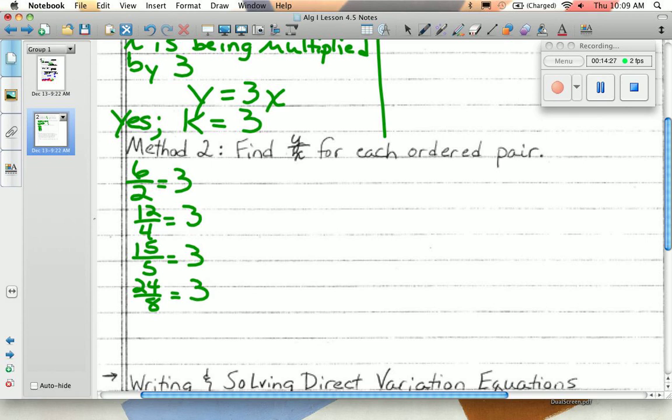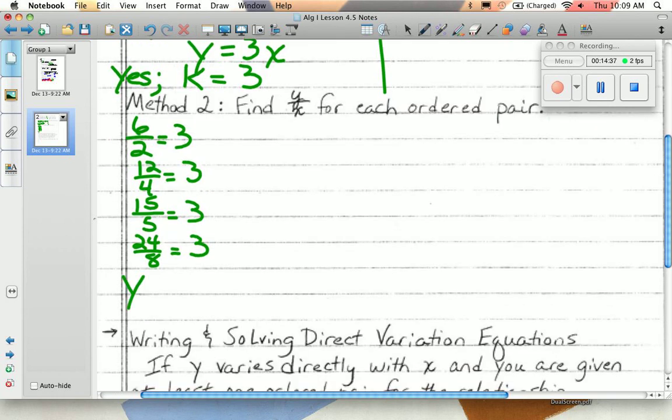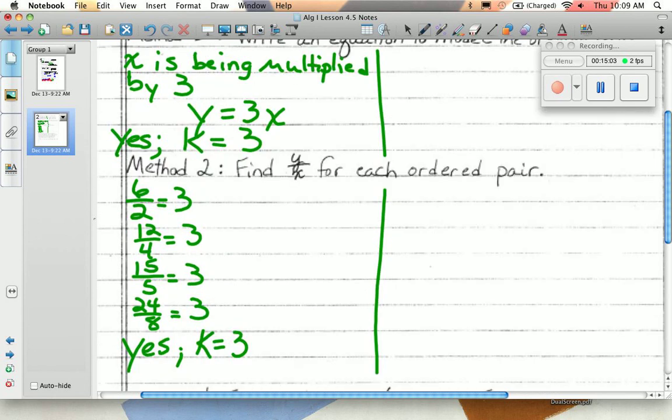So if when you set up all the y over x relationships, you get the same constant, you are actually finding the constant of variation. So if you use this method, you can say yes, because I got 3 every time, so the constant of variation must be 3. Y over x, just like in slope, the y is upstairs, the x is downstairs. Any questions about that one? Let's go to the other table.